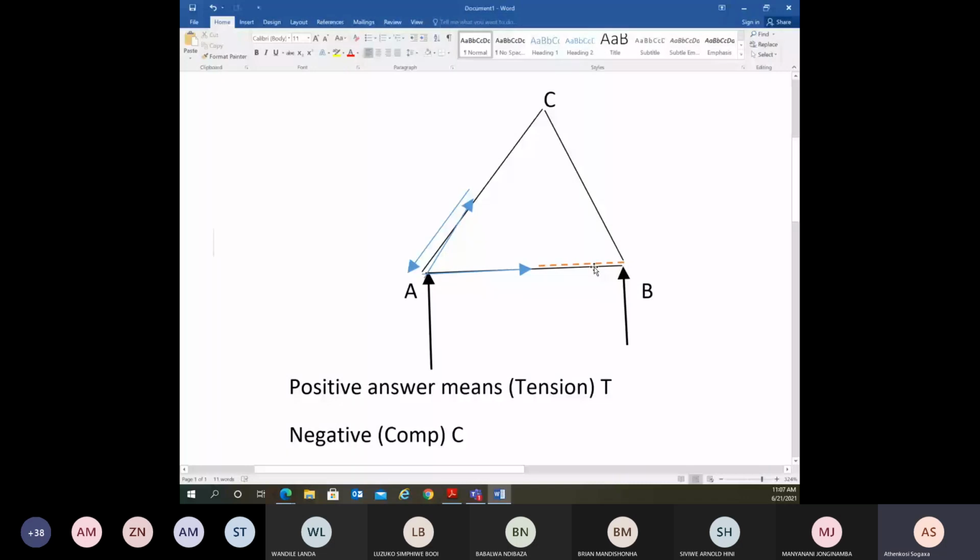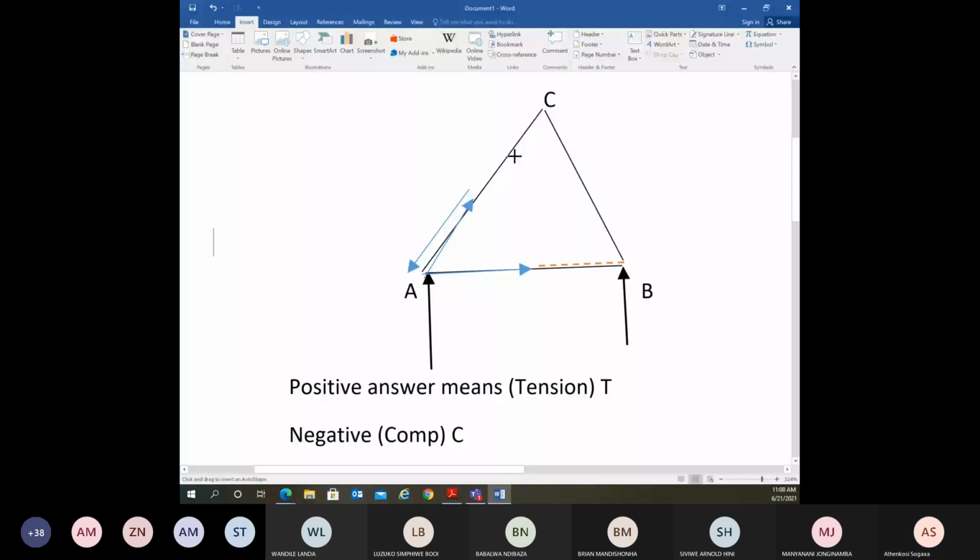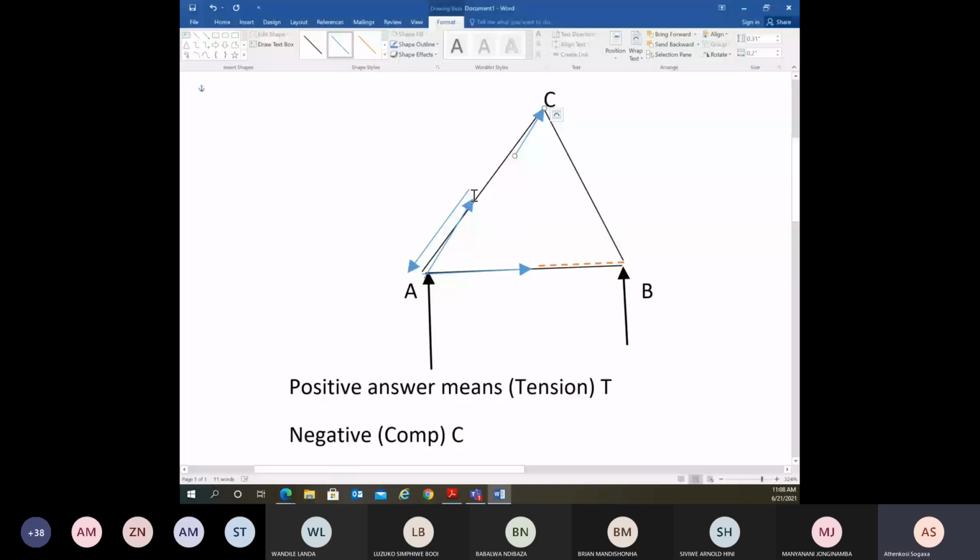If it is in compression at A, then also at C it will be in compression, meaning that it moves towards this direction. In compression, you will get your answer as negative because it goes towards the negative side, downwards. Here you see it goes upwards, so your answer is positive. Compression is positive for the purpose of your calculation.